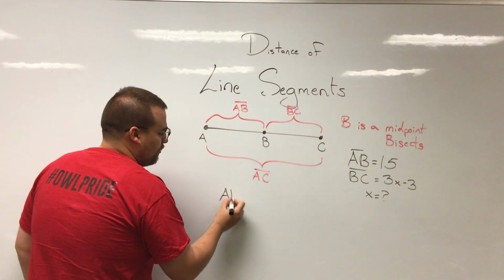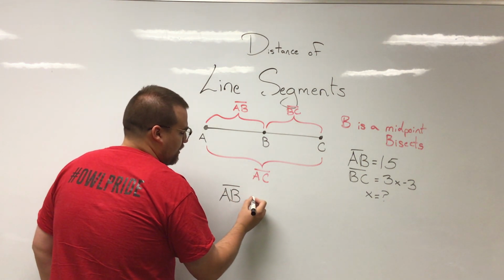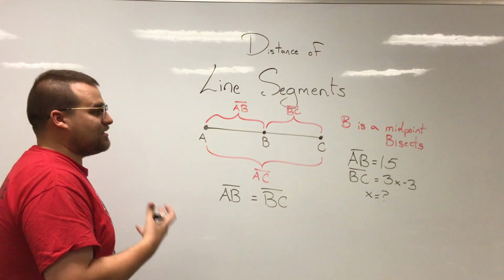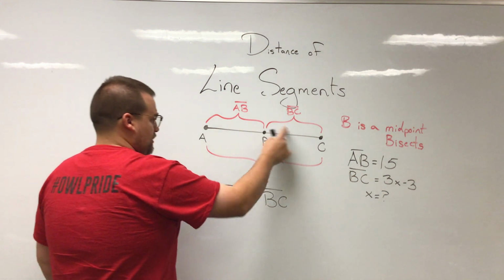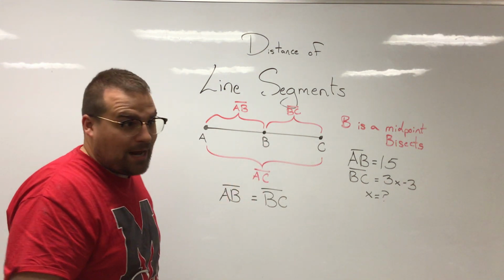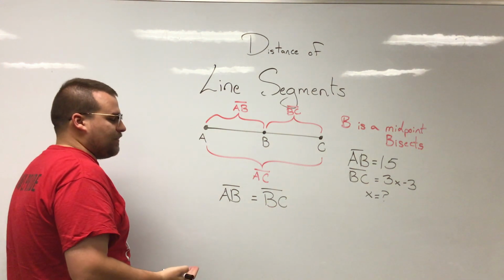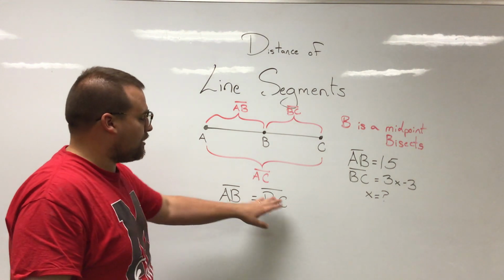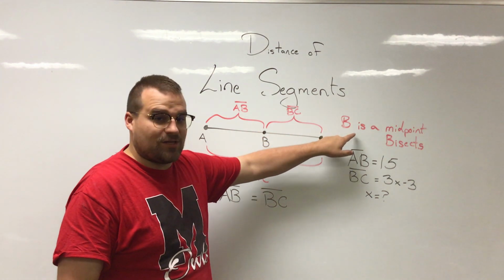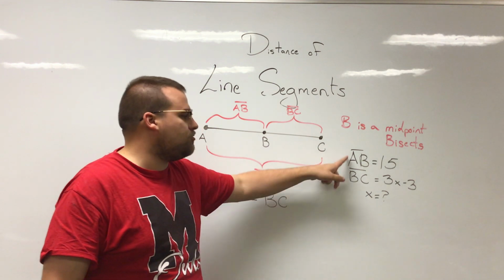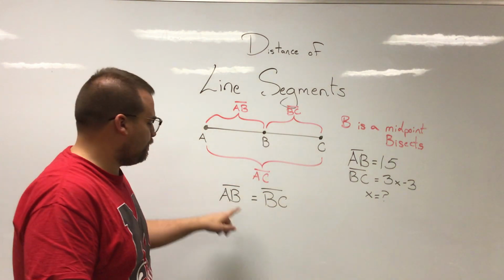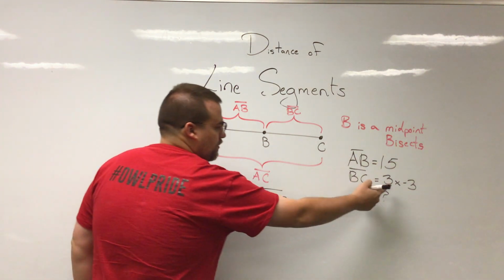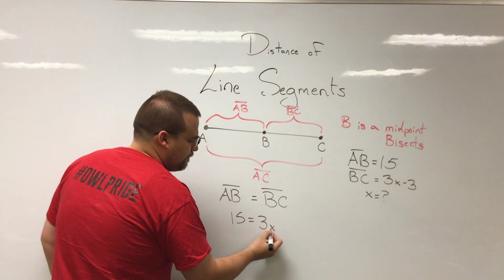It's an important skill that we have to master a bit, or at least become comfortable with in geometry, making sure we can take that concept, that these are equal, or whatever thought you may have, and write an equation with that information. AB equals BC. Now that I've created this equation based on my given information, I can substitute in what they're equal to. AB, well, that's 15. And BC, that's 3x minus 3.